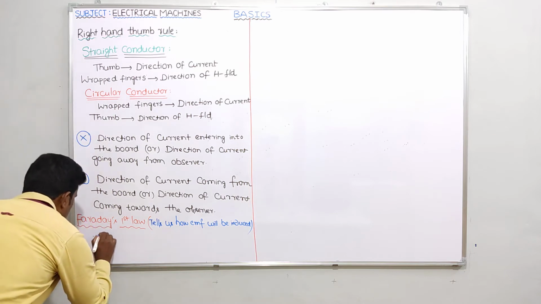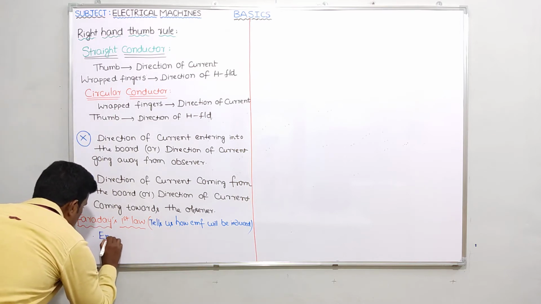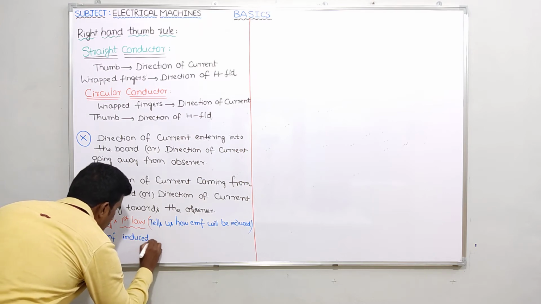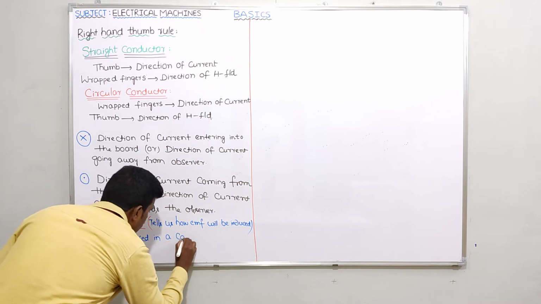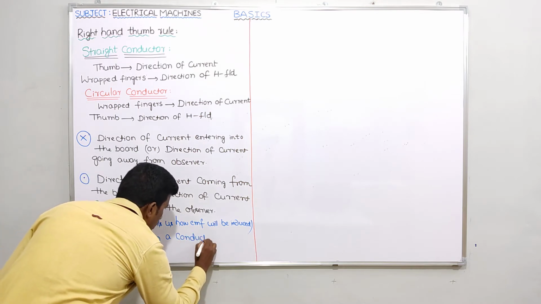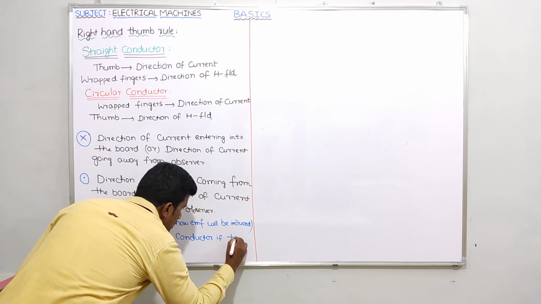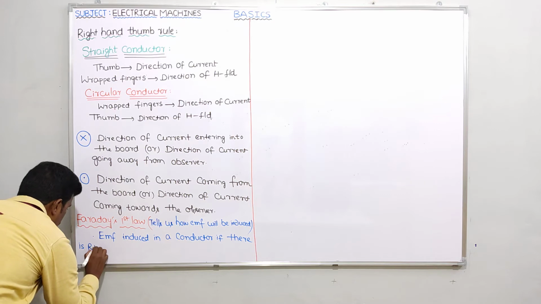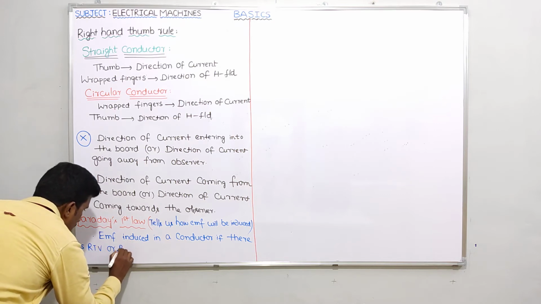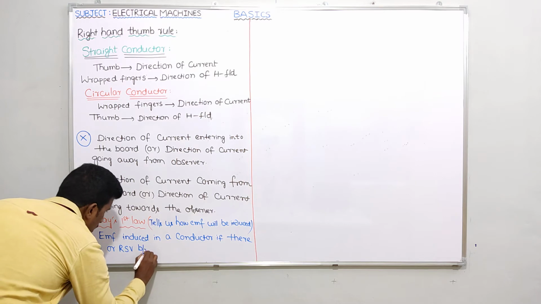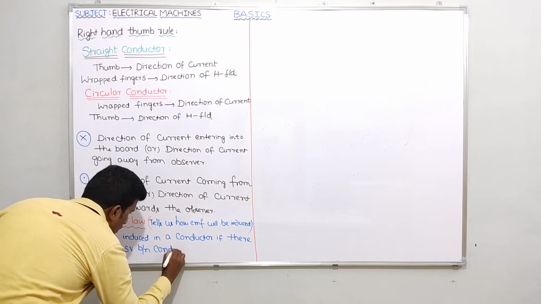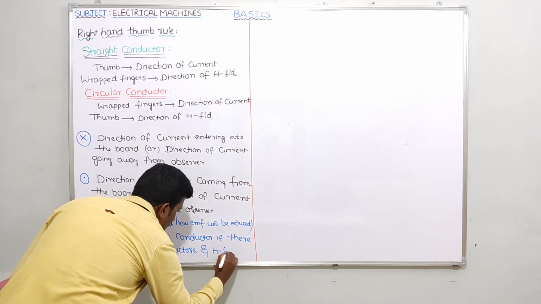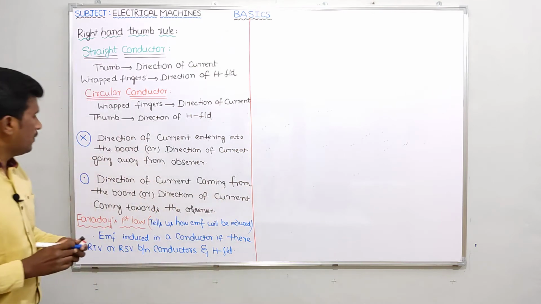So let me write here. EMF induced in a conductor if there is relative time variation RTV or relative space variation RSV between conductors and magnetic field. Is it clear? Very simple. It's about Faraday's first law.